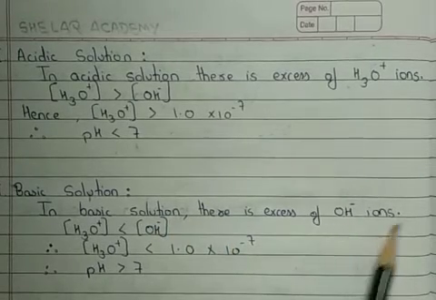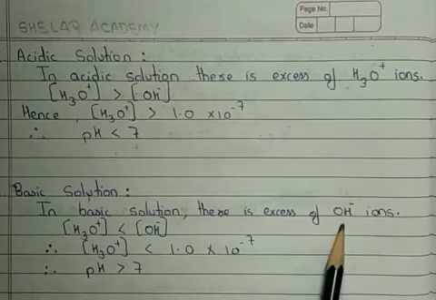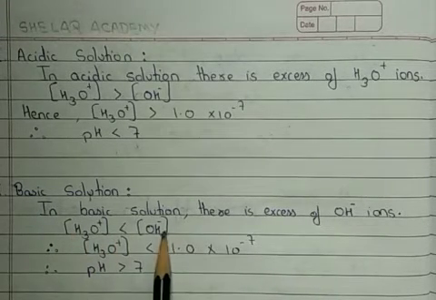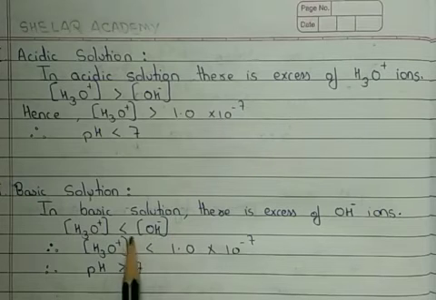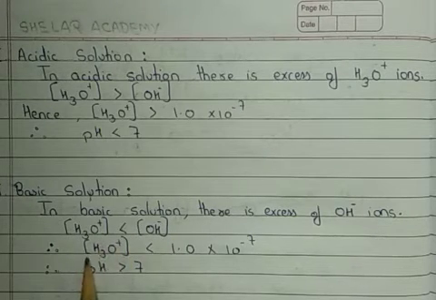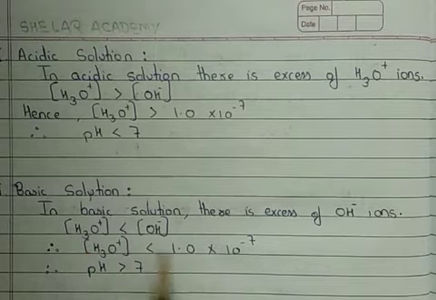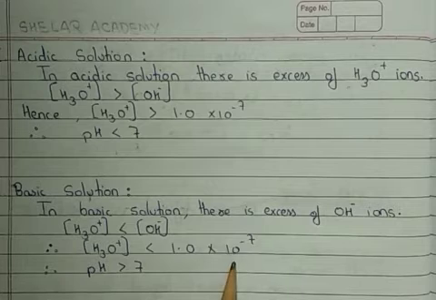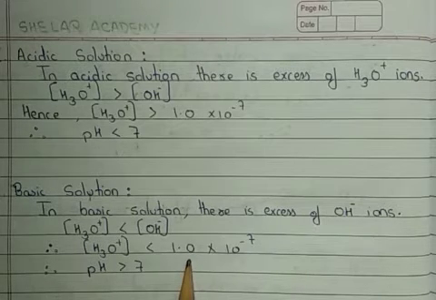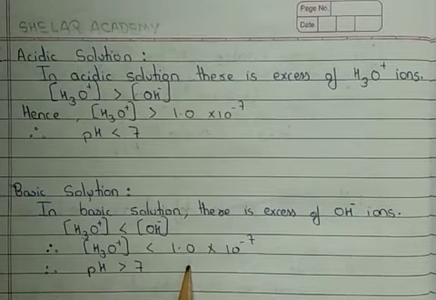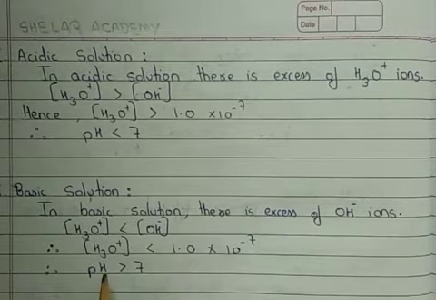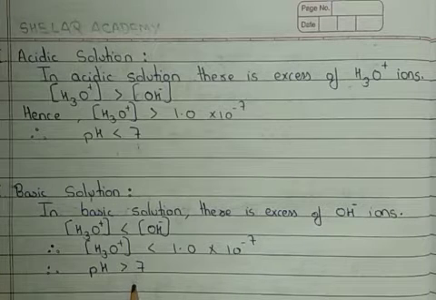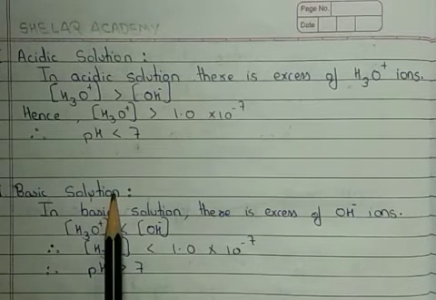If I have to count when the given solution will be basic, in a basic solution there is excess of OH minus ions, that is, hydroxyl ions are in excess. So when I compare the concentration between hydronium ion and hydroxyl ion, the concentration of hydroxyl ion comes to be more. So if I find out its pH value, the hydronium ion concentration will be less than 1.0 into 10 to the power minus 7. If I find out its pH by applying the same formula, minus log to the base 10 of H plus ion concentration, the pH value comes greater than 7. So anything starting from 7.1 onwards will give us the given solution as basic.